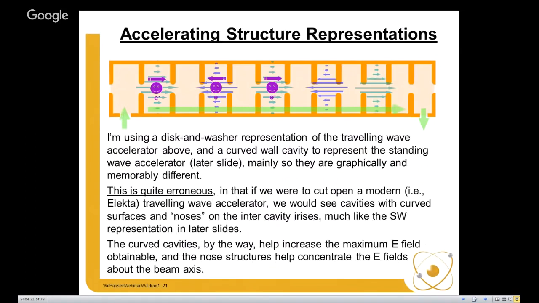And by the way, I'm using a disk and washer representation for the traveling wave accelerator. Although if we were to cut a modern traveling wave accelerator in half, such as on one of our Elekta machines, we would see the cavities don't look like this internally. This would work just the way it's shown. However, it's not an accurate representation of a modern machine.